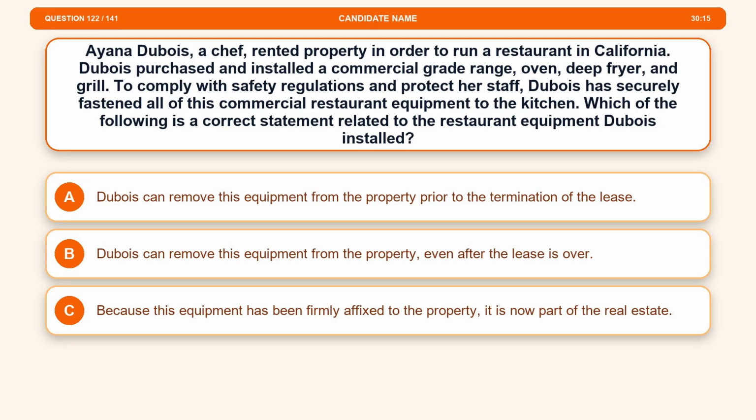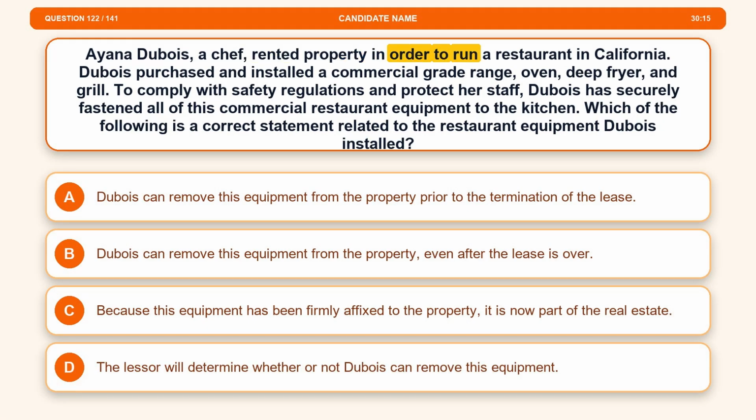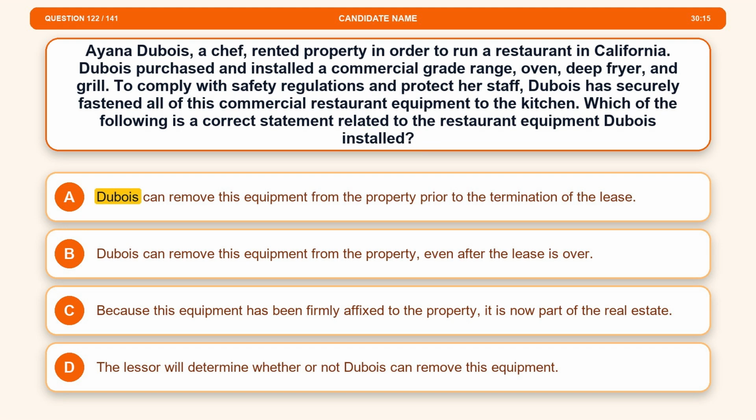Question 122. Diana Dubois, a chef, rented property in order to run a restaurant in California. Dubois purchased and installed a commercial-grade range oven, deep fryer, and grill. To comply with safety regulations and protect her staff, Dubois securely fastened all of this commercial restaurant equipment to the kitchen. Which of the following is a correct statement related to the restaurant equipment Dubois installed?